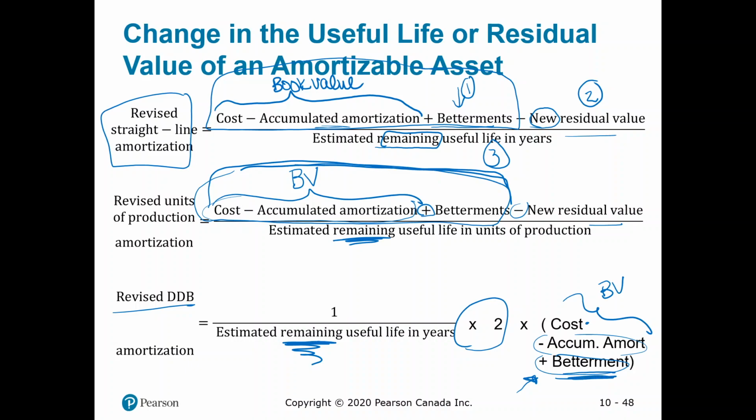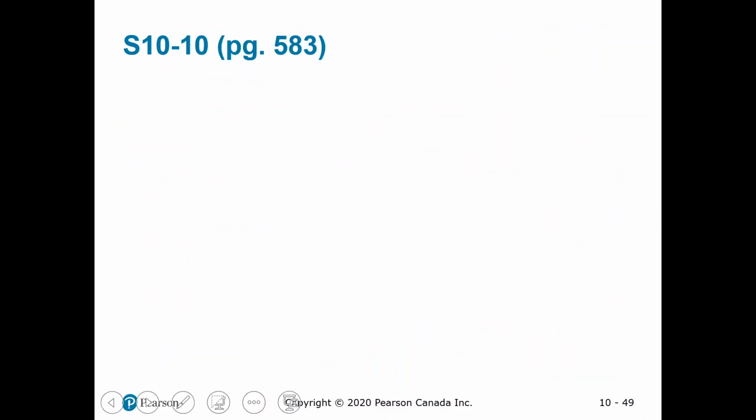So we'll go through an example, and I think hopefully it will make you feel a little better that this isn't quite as wild. So we'll look at S10-10, which is on page 583. It says, assume the Gold Eyes Baseball Club paid $60,000 for a hot dog stand with a 10-year useful life and no residual value. After using the hot dog stand for 4 years, the club determines that the asset will remain useful for only 2 more years. So it says, record the amortization expense on the hot dog stand for year 5 on December 31st. The company uses the straight line method for amortizing the assets.